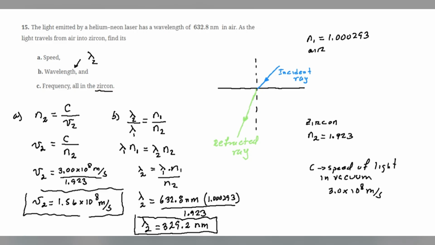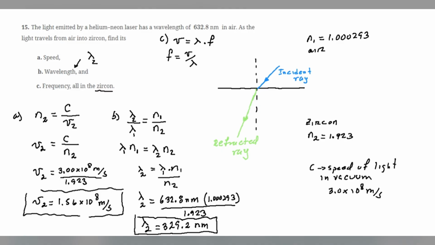But I know enough information to calculate the frequency because I know the speed of light in the zircon, and I also know the wavelength of the light in the zircon. So I know, from the calculations in part C, that the speed of the light in the medium is equal to the wavelength of the light in that medium times the frequency. If now I want to find the frequency, I will say that the frequency is equal to the speed of the light in that medium divided by the wavelength in that medium.